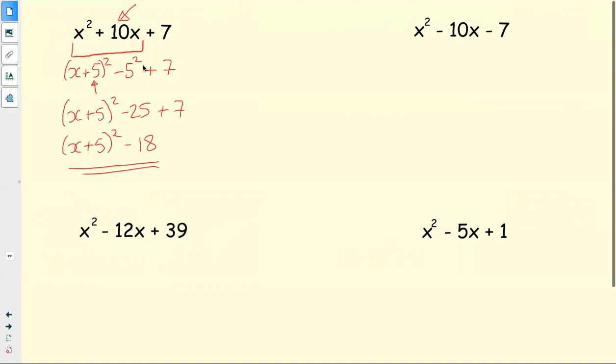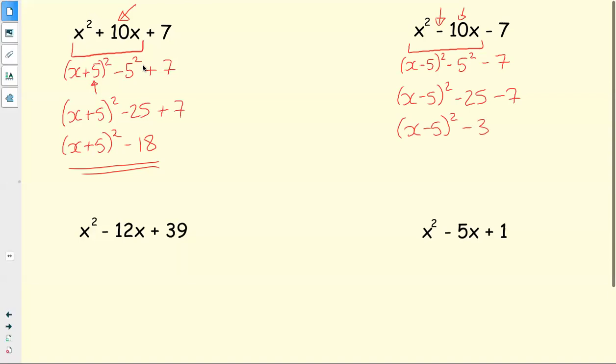Okay, this one. Okay, there's a subtract in here, so that is going to be the same in your bracket. So it's going to be x subtract half this number, which is 5 all squared, subtract 5 squared to compensate, because you know that -5 and -5 is going to multiply to give you your 25. So just take that away and then subtract your 7. It becomes x subtract 5 all squared, subtract 25, subtract 7. So x subtract 5 all squared, subtract 32.